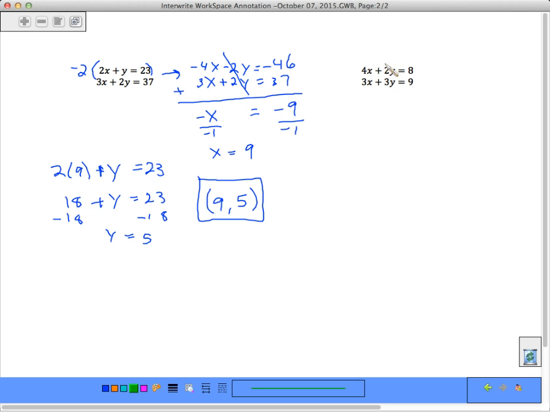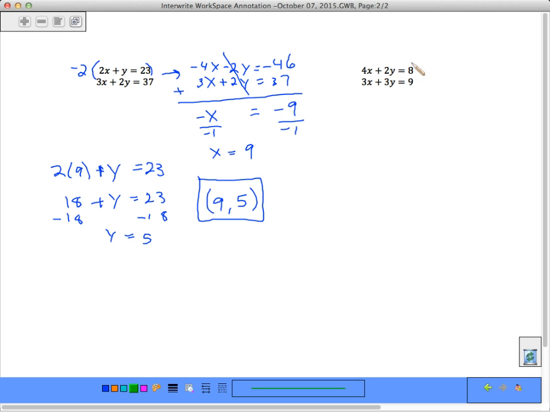The least common multiple for 2 and 3 would be smaller than 4 and 3. So 2 and 3, it would be 6. So that's probably what I would choose. Though you could make these both 12. That would be okay too. So I'm going to make these both positive 6 and negative 6.